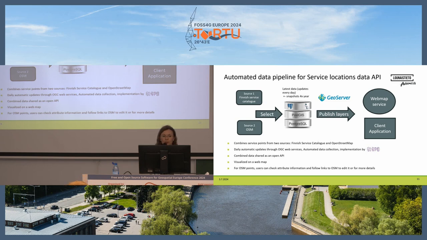The first source, for public services, is the Finnish Service Catalogue, and another source is OpenStreetMap. It is done by daily automatic updates through OGC web services. Data is collected automatically, and thank you, GISPO, who implemented this fantastic automatization for us. So all this data is also visualized on a web map. You can find it in our Lounaistieto map service, but you can also use this data for your own maps or analysis.